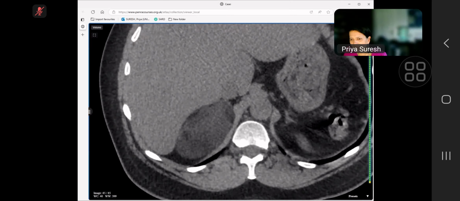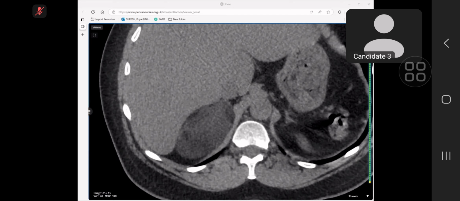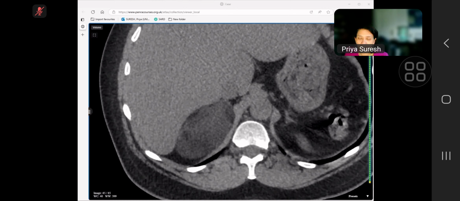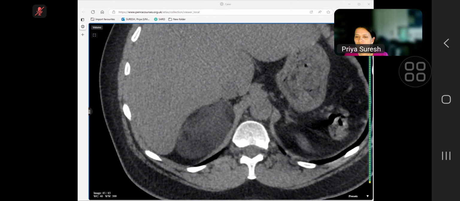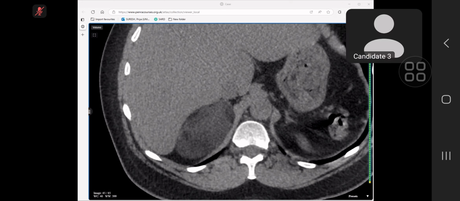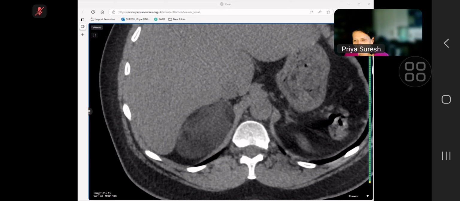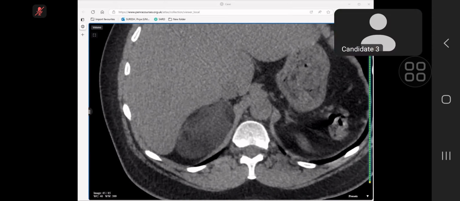Okay, so what's your final diagnosis? Myelolipoma with low grade sarcomatous nodule. Myelolipoma with sarcomatous nodule, yeah? I'm thinking what I should put in the differentials. Okay, so we'll move on maybe to the next one.